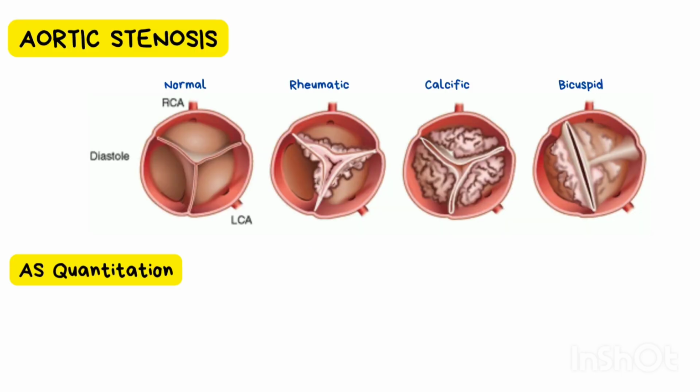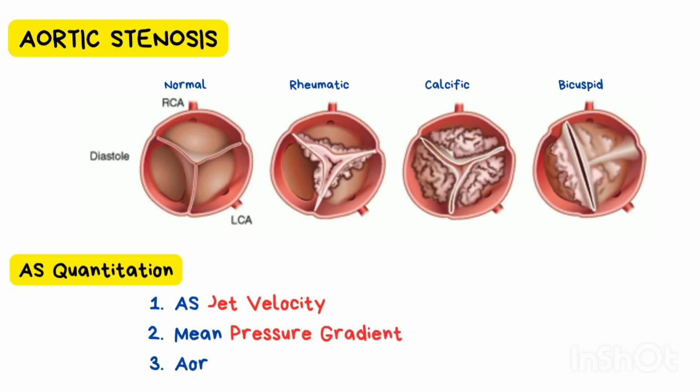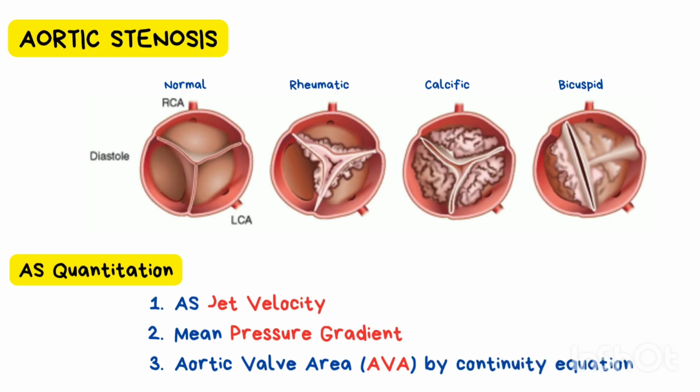To wrap things up, when assessing aortic stenosis, always remember the three key measurements: aortic jet velocity, mean pressure gradient, and aortic valve area. We walked through how to obtain each value, how they relate to hemodynamics, and how to apply them using the continuity equation.